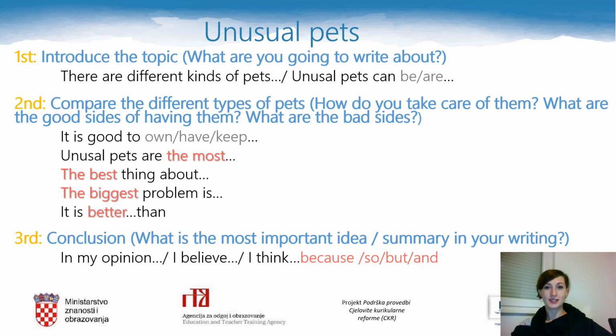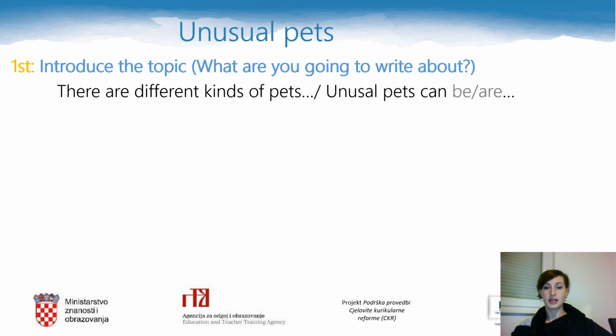So, here is a cheat sheet for your homework. It takes 3 steps to successfully finish it. Step 1 is to introduce the topic. Let your readers know what the topic of your writing is. Here are the opening sentences that might help you.